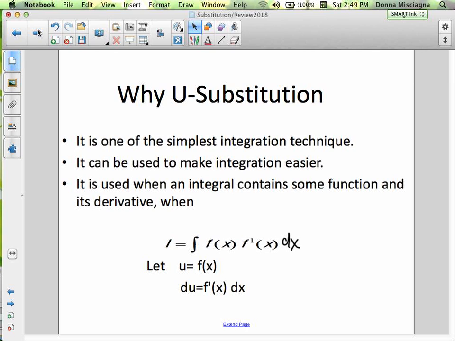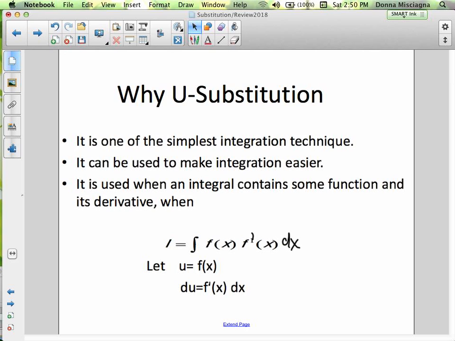So let's look below. Our integral is the integral of f of x times f prime of x dx. So u is going to be f of x. For du, we take the derivative: the derivative of u is du, and the derivative of f of x is f prime of x dx, with respect to x.